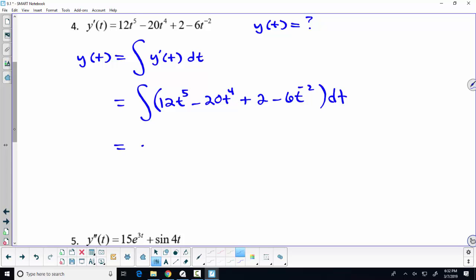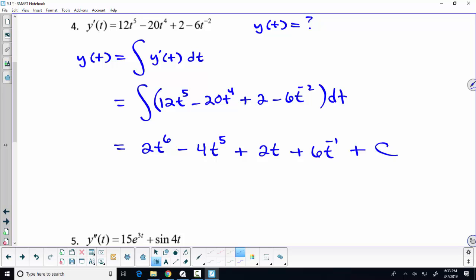Given a derivative, we utilize the antiderivative. So we have 2t to the 6th. We're going to have t to the 5th, 20 over 5. Plus 2t. Then the antiderivative here is t to the negative 1 over negative 1, so plus 6t to the negative 1 plus c. And since that's the only antiderivative we have to compute, we'll call that c.